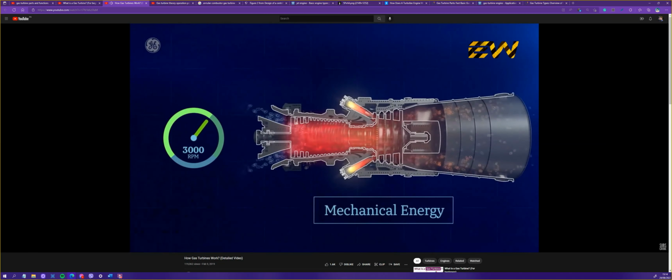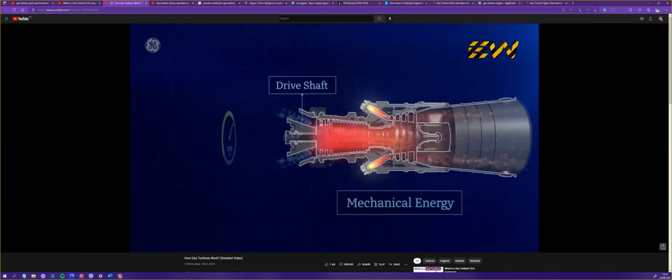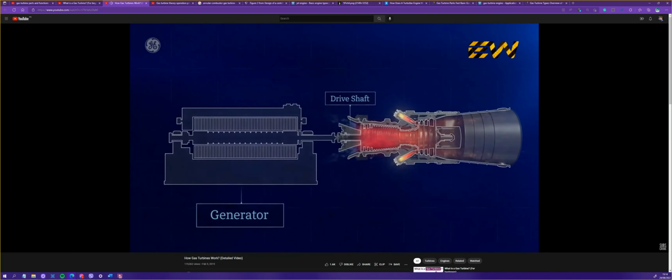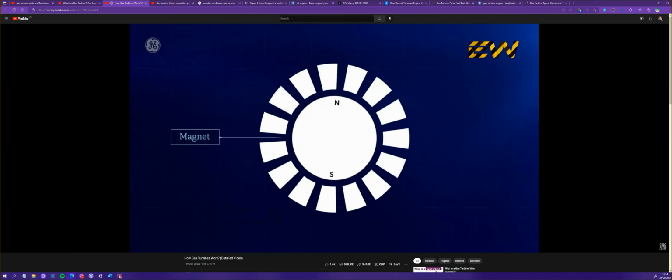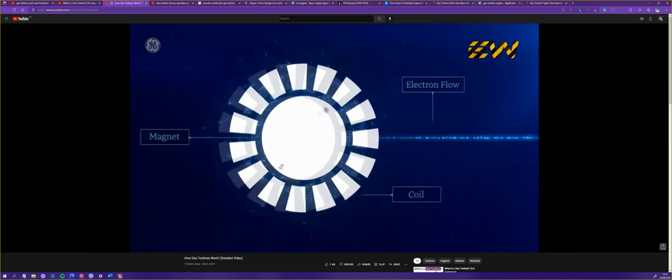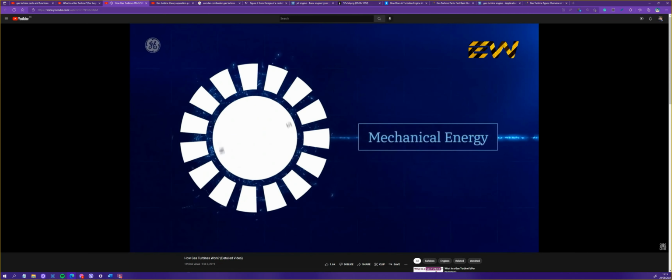The turbine then captures energy from the expanding gas, which causes the drive shaft, which is connected to the generator, to rotate. That generator has a large magnet surrounded by coils of copper wire. When that magnet gets rotating fast, it creates a powerful magnetic field that lines up electrons around the coils and causes them to move. The rotating mechanical energy has now been converted into electrical energy because the movement of electrons through a wire is electricity.